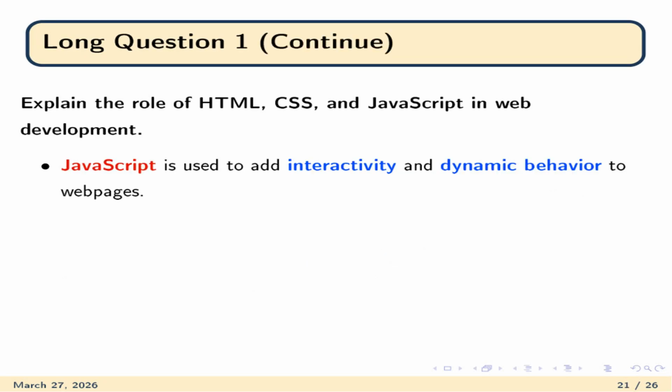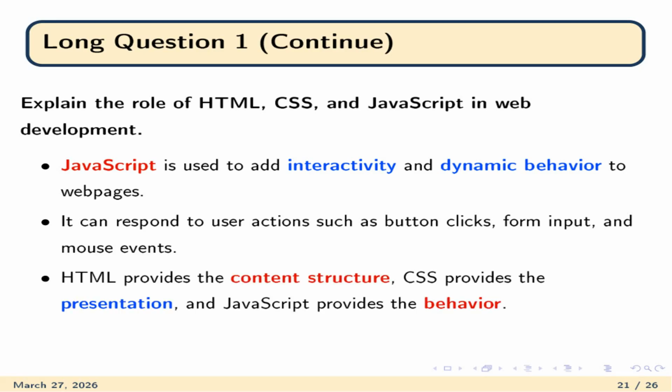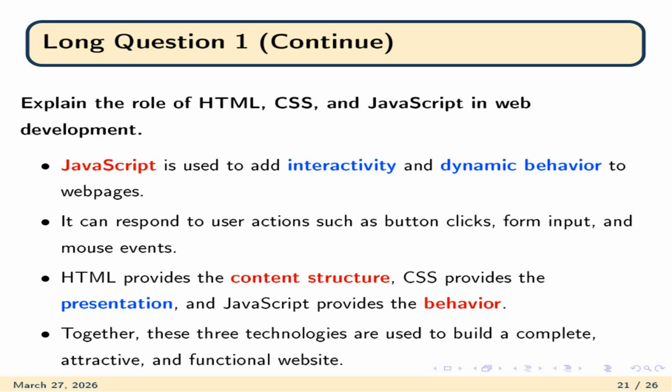JavaScript is used to add interactivity and dynamic behavior to web pages. It can respond to user actions such as button clicks, form inputs, and mouse events. HTML provides the content structure, CSS provides the presentation, and JavaScript provides the behavior. This is the main point. Together, these 3 technologies are used to build a complete, attractive, and functional website.